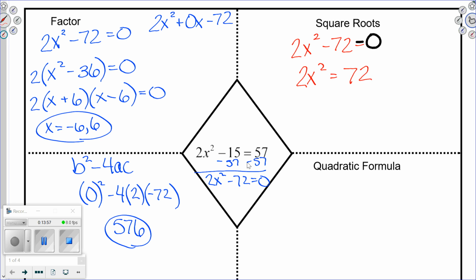Then what? Good. Then we have to divide by the 2. That x squared has to be totally by itself. So x squared equals 36. Good. Take the square root. So x equals, thank you for the plus minus. All right, anytime you take the square root, your answer has a plus minus attached. We got the same answer.